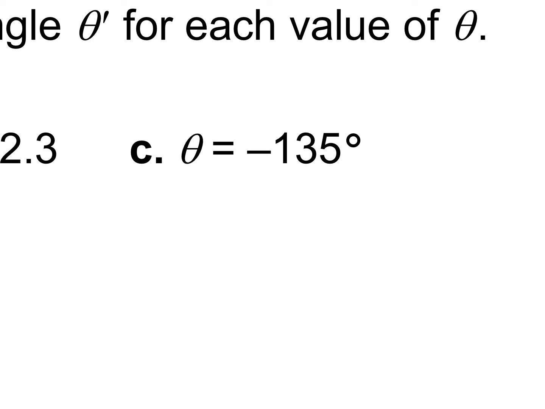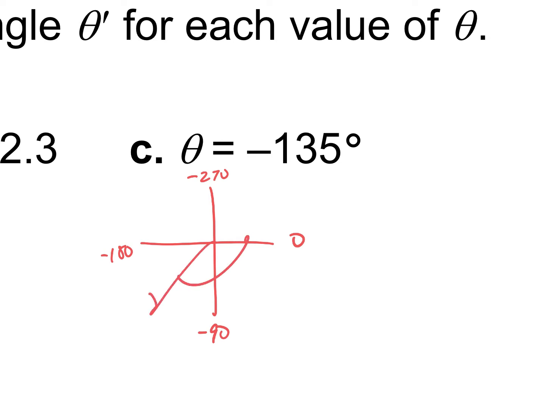Negative 135. Well, here we go, guys. We got those darn negatives again. If I have a negative, which way am I going? Clockwise, the opposite direction. So it's 0, negative 90, negative 180, negative 270. Where is this angle? It's over here in quadrant 3. So what's the rule for quadrant 3?